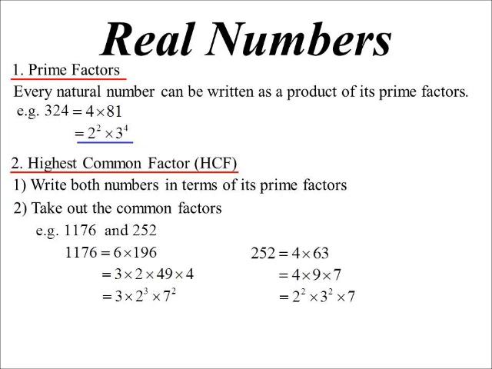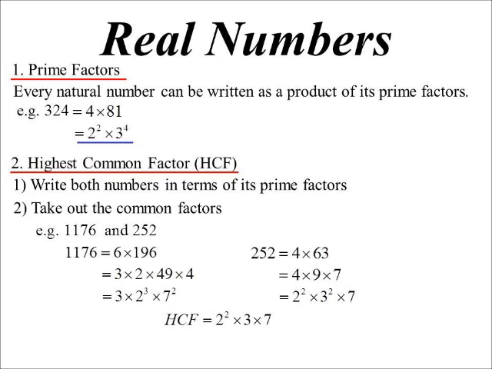252, that's 4 times 63. We can keep going. 9's not prime, neither's 4. There we go. 2 squared, 3 squared, and 7. Now, the reason we do that is it's very easy to compare the two and work out the highest common factor, because we just want the things they have in common. So, for instance, they both have 7s and 3s and 2s, but what do we pull out? When we're talking about the highest common factor, we always pull out the lowest power.